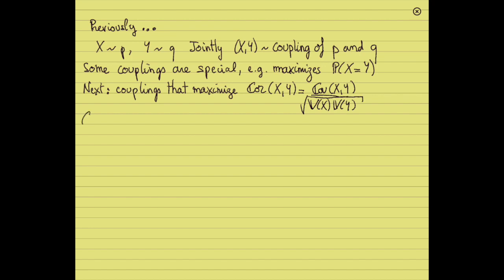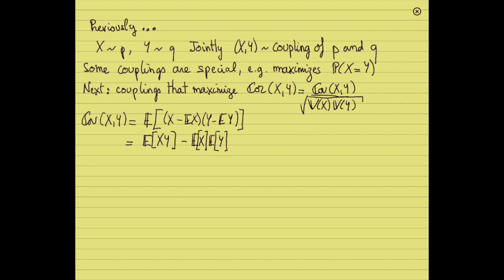The covariance itself can be recalled briefly, so it's the expectation of x minus the expectation of x, times y minus the expectation of y, which we can expand to obtain this as the expectation of x times y minus the expectation of x times the expectation of y. That's the definition of the covariance between x and y.